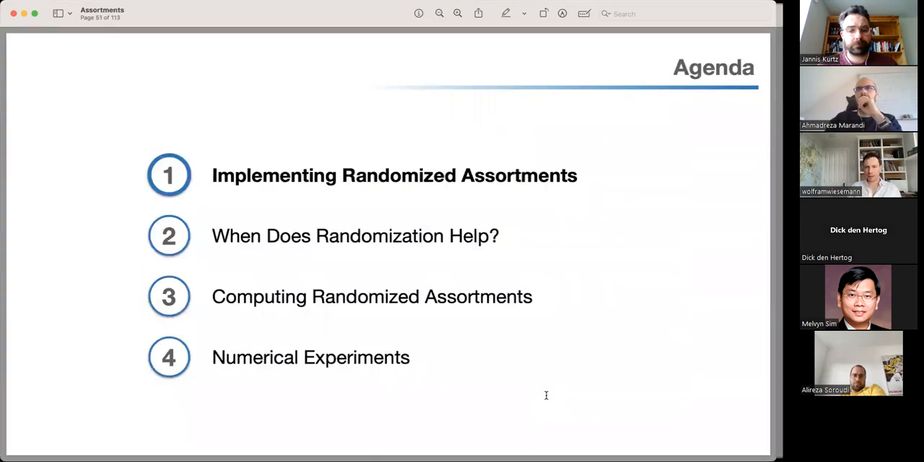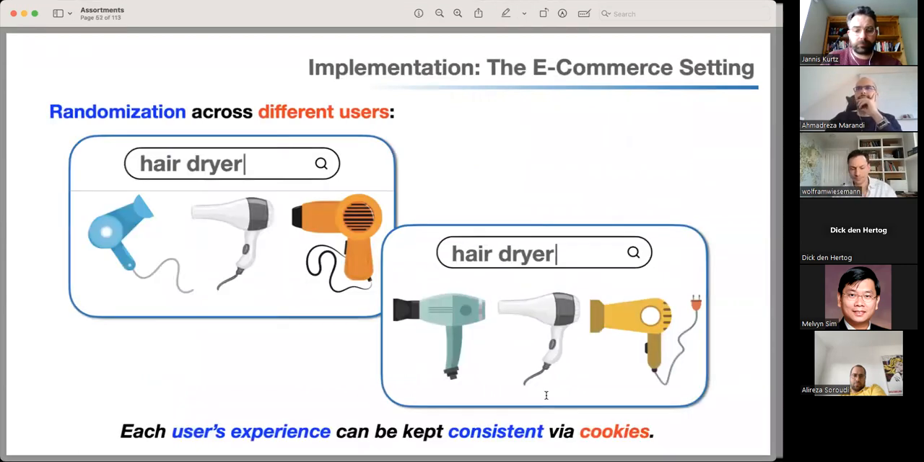Let me actually start with the last question. How can we implement assortments in practice? How can we implement randomized assortments in practice? Probably the most straightforward setting for this is an e-commerce setting. Imagine an e-commerce platform such as Amazon.